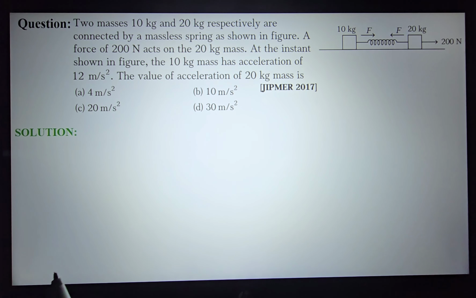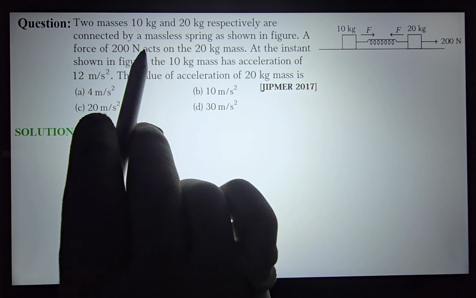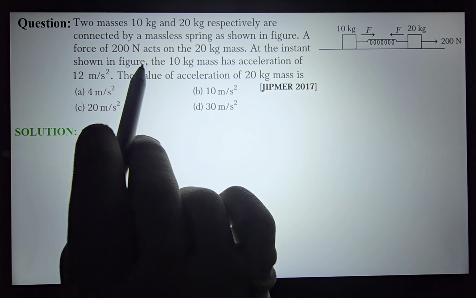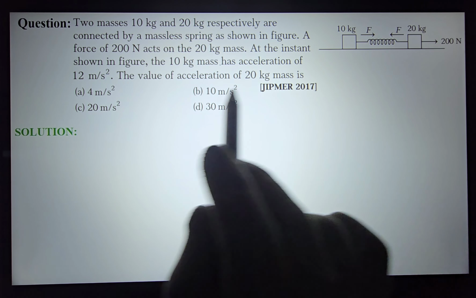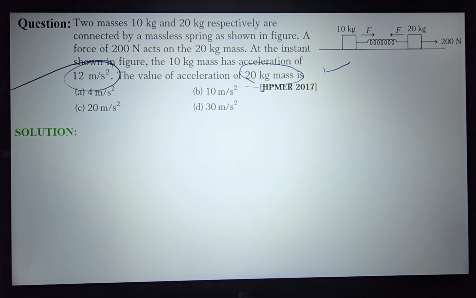Now friends, look at this problem which has two masses with a spring. The question is like this: two masses 10 kg and 20 kg respectively are connected by a massless spring as shown in the figure. A force of 200 Newton acts on the 20 kg mass. At the instant shown in the figure, the 10 kg mass has an acceleration of 12 meter per second square. The value of acceleration of the 20 kg mass is? Now how to solve this problem?